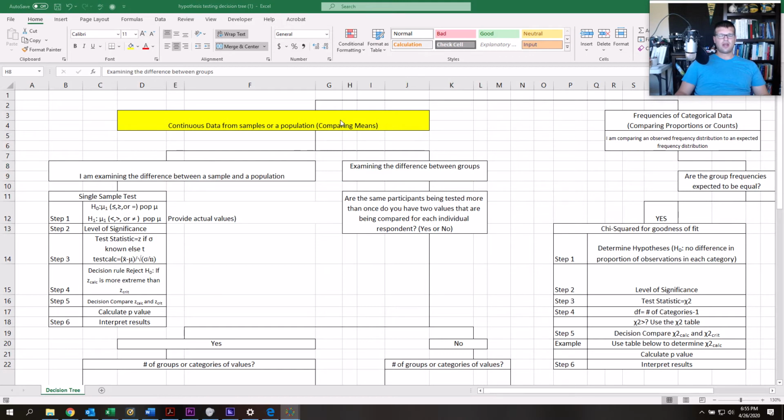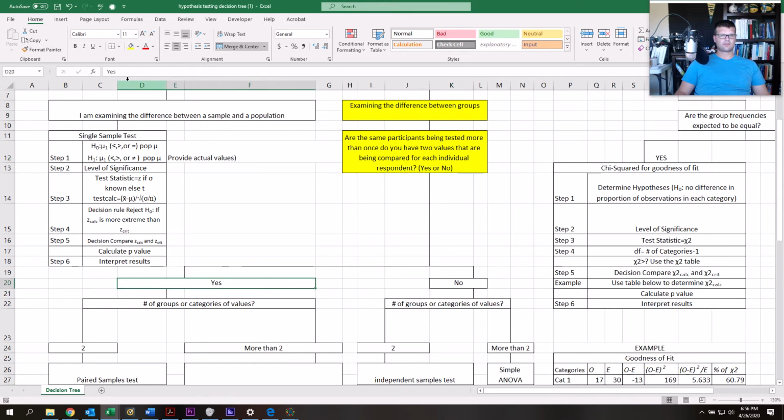We're looking at a group of tests before taking blood pressure medication, and we're looking at the same group after taking blood pressure medication. And so we're examining the differences between the same group at 2 different times. Are the same participants being tested more than one time? In other words, do you have 2 values that are being compared? And the answer is yes.